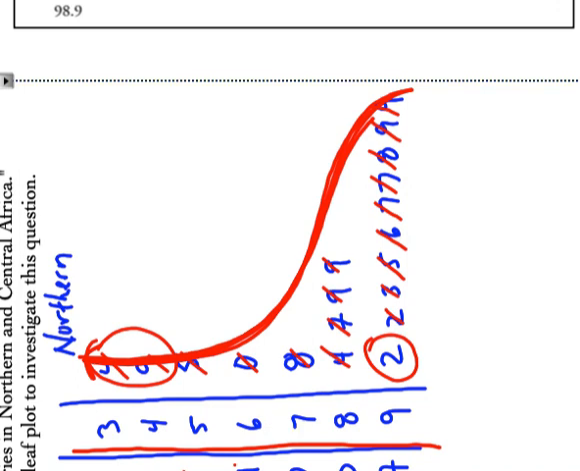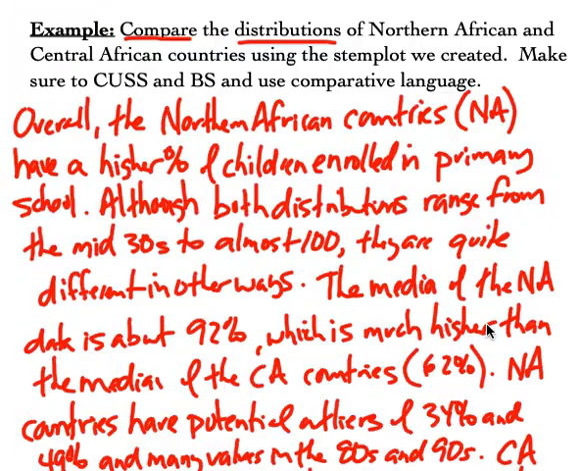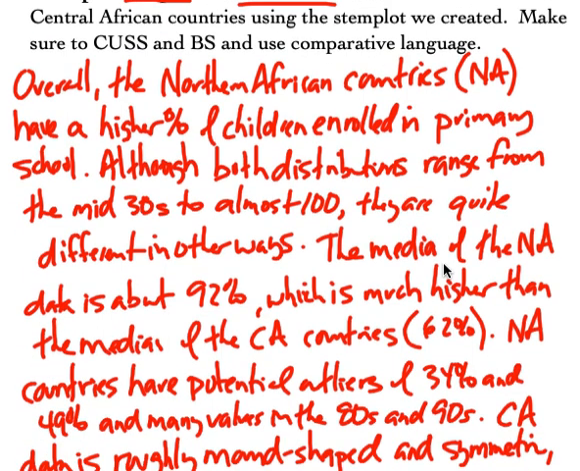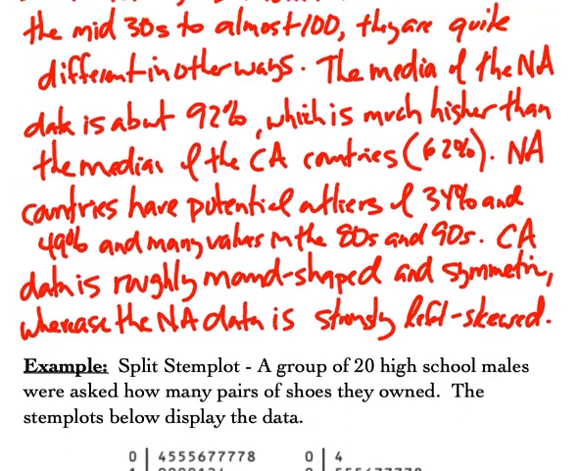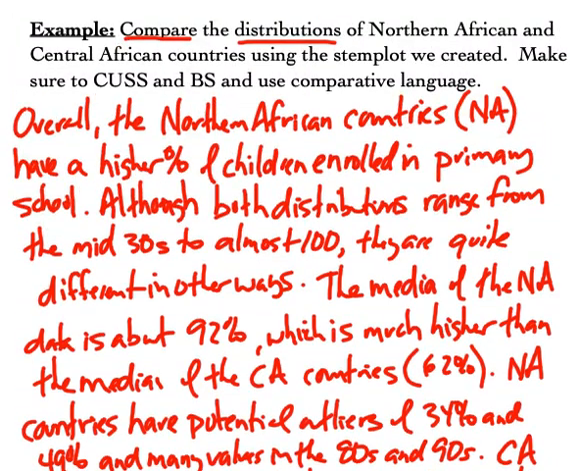One last quick thing here. Again, this is really big, important stuff. Comparing distributions, describing data, is trying to tell a story about what the data is telling us, especially with comparisons here. Make sure you're using comparative language. Make sure at the end that somewhere off to the corner you put something like CUSS and BS and check it off just to make sure that you've done all the things.